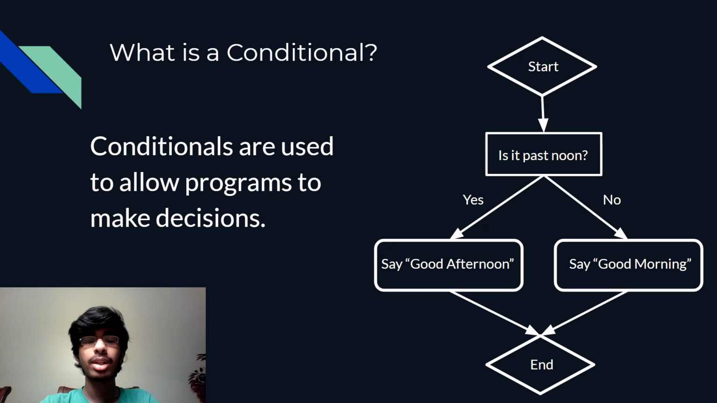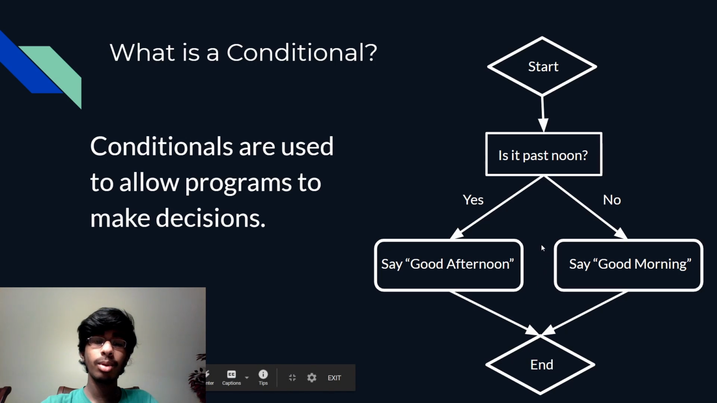Conditionals are things in programming that are used to allow programs to make decisions. On the right here, we see a diagram that represents a simple conditional. When this program starts, the first thing it does is check if it's past noon. There are two possible answers or outputs to this, either yes or no. If the answer is yes, then the program will say good afternoon. But if the answer is no, then the program will say good morning. And then after it does one of these two things, it'll end.